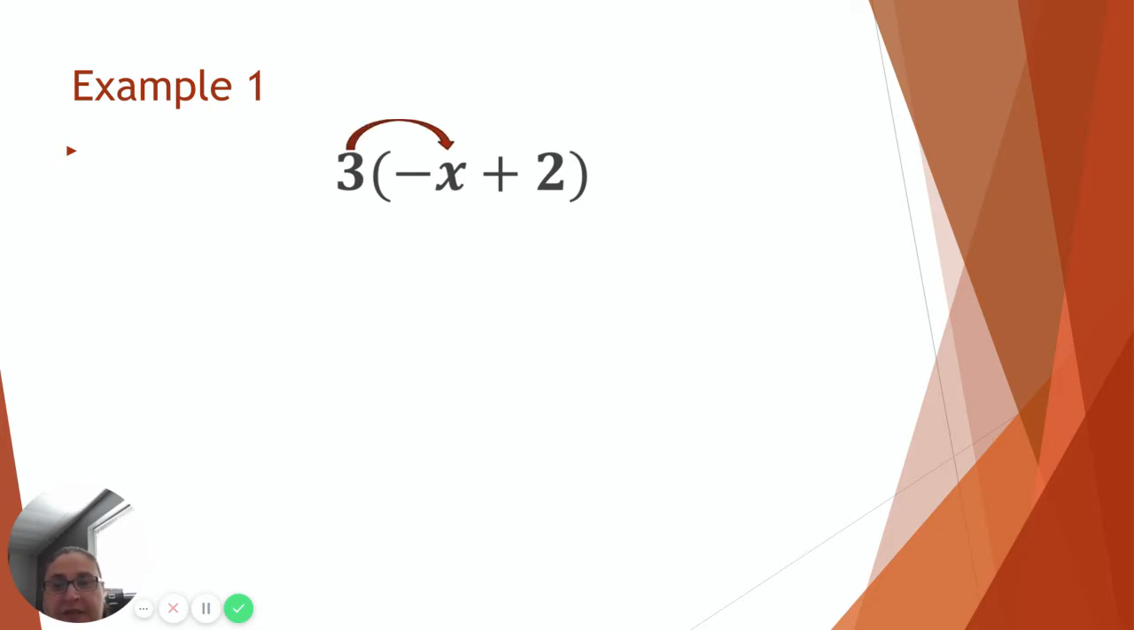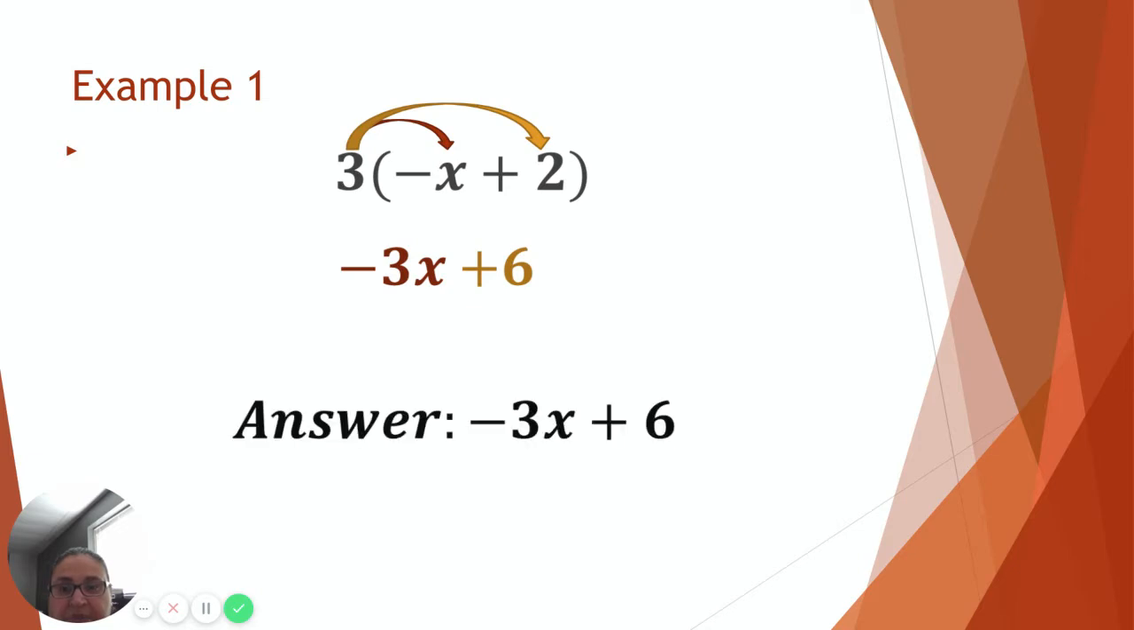So the first step would be to multiply 3 times negative x. Well, 3 times negative x is simply negative 3x. Next, I want to multiply the 3 times the positive 2. So 3 times positive 2 is positive 6. So your final answer is negative 3x plus 6. We're not solving for this because there is no equal sign, and we cannot combine negative 3x with 6 because they are not like terms.